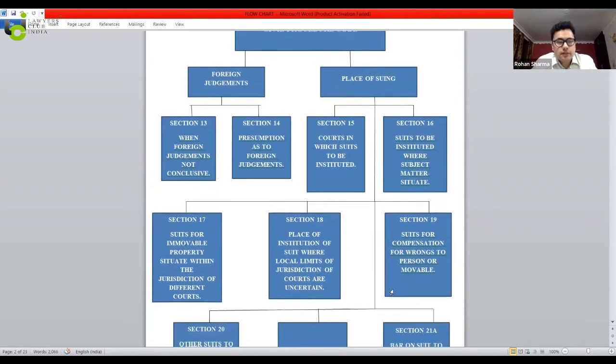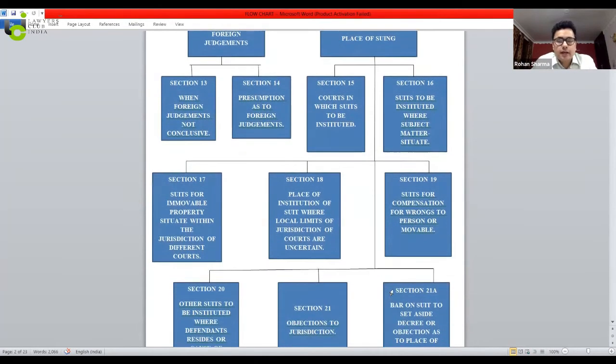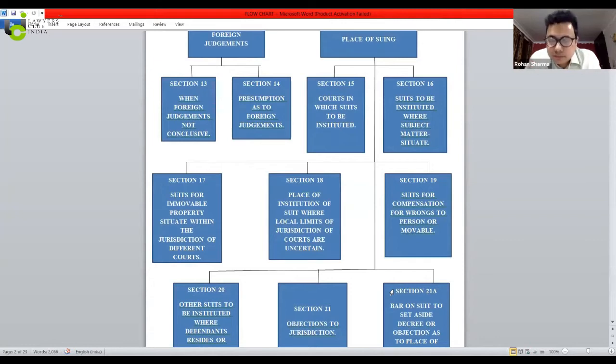This is as far as the regulation of foreign judgments and their usage. Then coming to a very important set of sections in your CPC, which govern your jurisdictions.